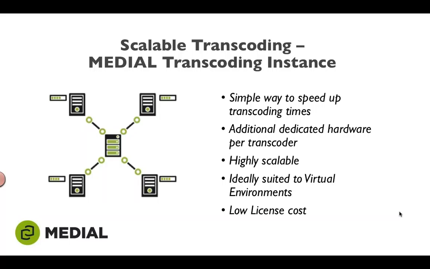I spoke about transcoding instances a little bit earlier. Transcoding instances are a very lightweight version of Medial that just does transcoding, and you can deploy these on additional bits of hardware around your central Medial installation. This is really good for virtual environments, where you can spin up a VM, load on the Medial transcoder, and that will make sure the transcoding queue is dealt with more quickly. You can add one more transcoder, or you can add 100 more transcoders. It scales as much as you want it to. In terms of pricing, we can be very flexible based on volume as well. So if you're interested in that, certainly get in touch with us.